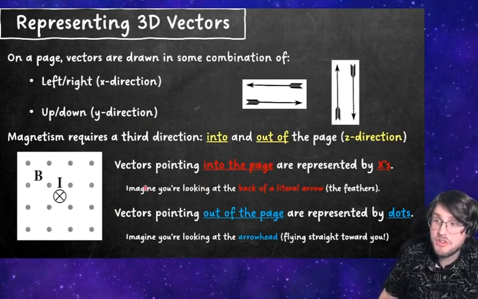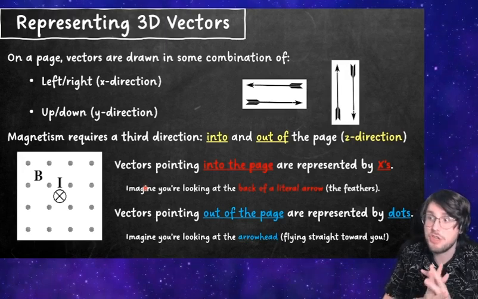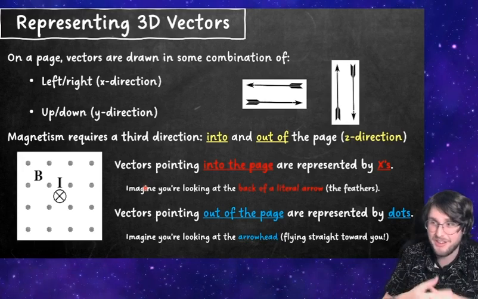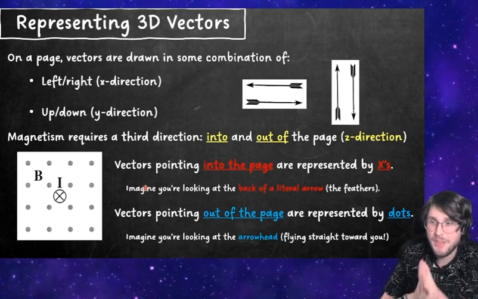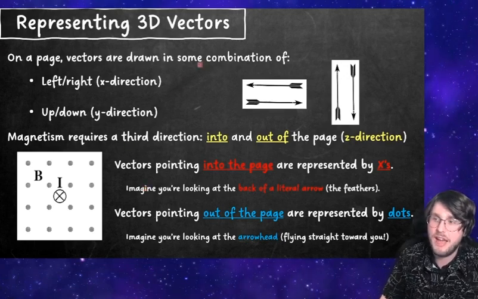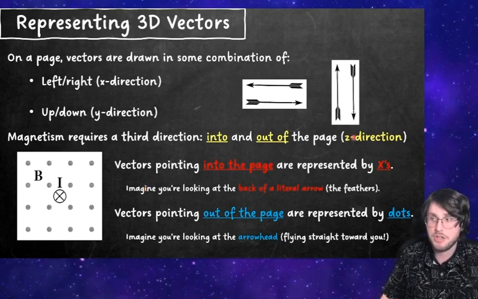And so it's a convention just to be aware of. You'll see this notation a lot when you're looking at diagrams given to you on physics problems, and especially on the AP tests. So it's something worth keeping in mind, and it's a good way to keep track of not only vectors in the x and y direction, but the z direction as well.